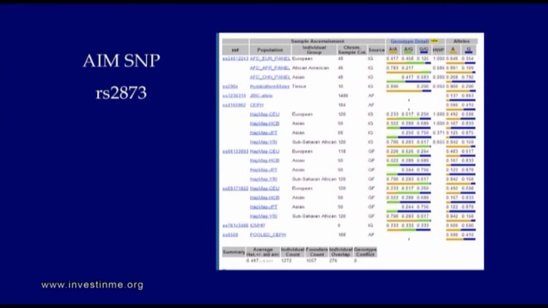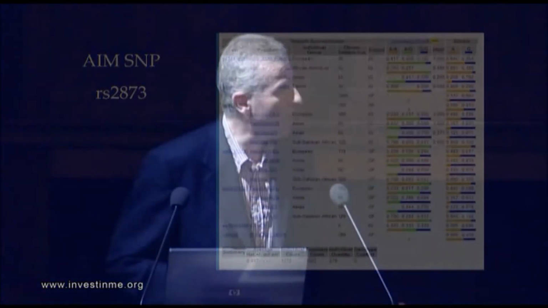So this shows one particular SNP, an ancestry informative marker SNP, and the data that is on the NCBI database in terms of ancestry. And these represent different studies and different builds of these studies. And from this information, we can predict the ancestry of a particular individual.